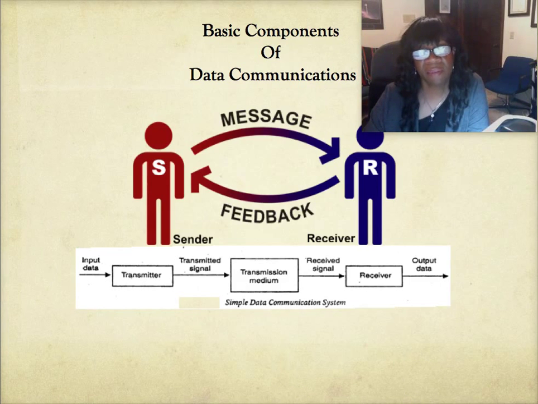Let's take the simple electronic communication method of email, for example. The computer you type the email message in is considered the transmitter or the sender. The typed message is then known as the data. And then when the message is received by the other computer, it is considered the receiver.